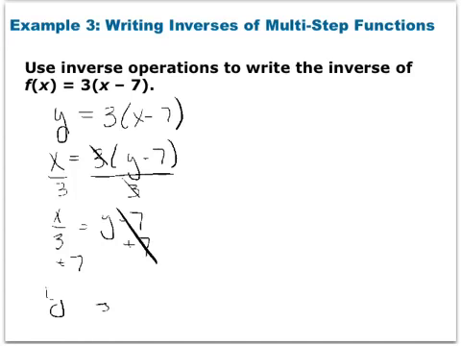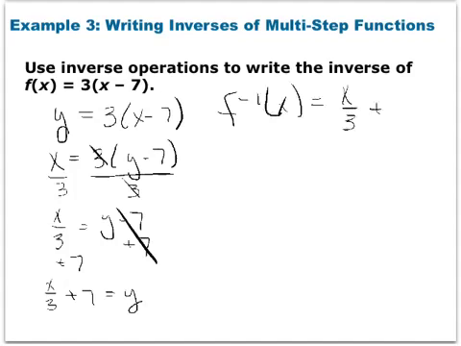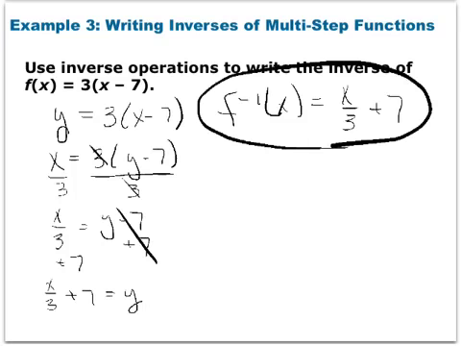Let me write that the right way. Sorry, I tend to switch things around quickly. I have x over 3 plus 7 equals y. So I can write my answer, f to the negative 1 of x equals x over 3 plus 7. Okay, let's try another one.